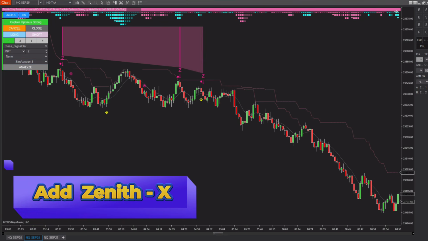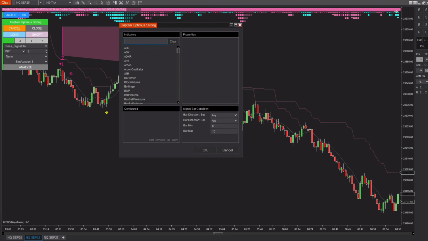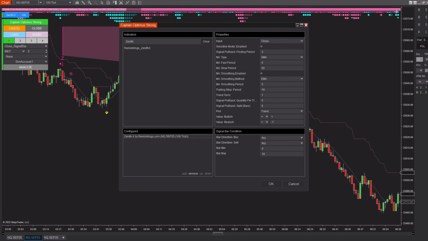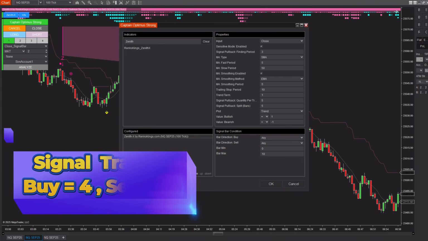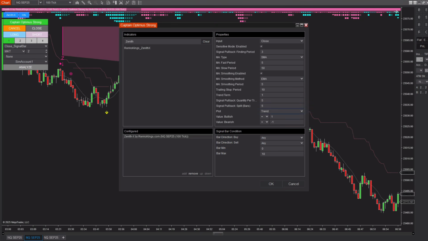At this stage, it's important to select the correct encoded signal values that you want Captain to use for automated entries. Specifically in the Zenith X system, the pullback buy signal is encoded as 4, the pullback sell signal is encoded as 4. Make sure to input these values correctly when setting up your entry logic, as they are the key triggers for Captain to recognize and execute trades based on the Zenith X strategy.